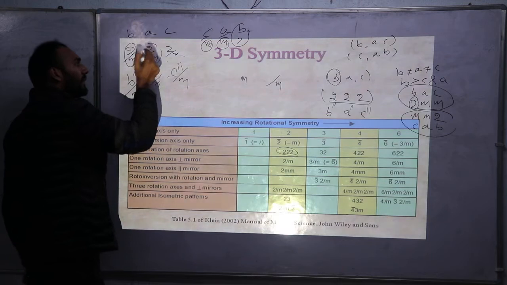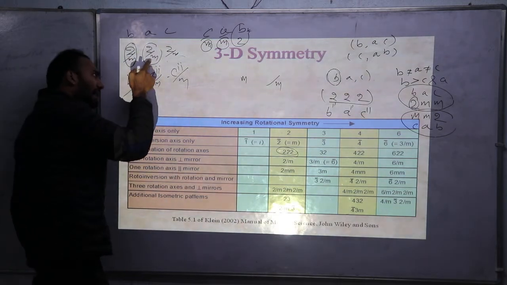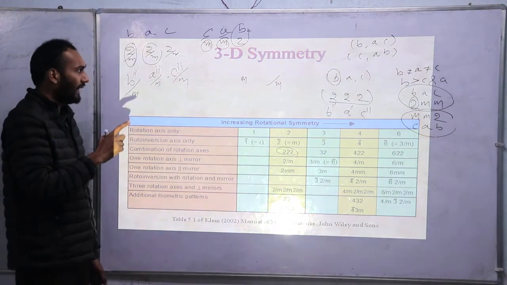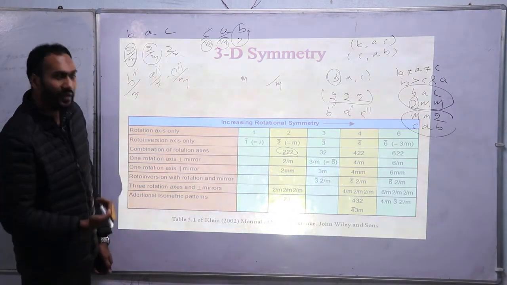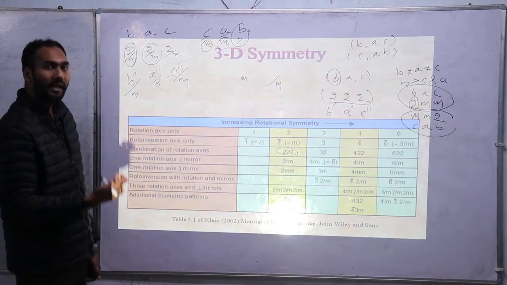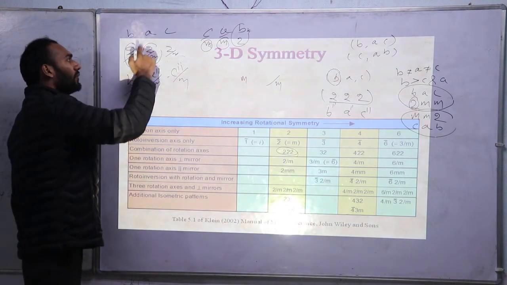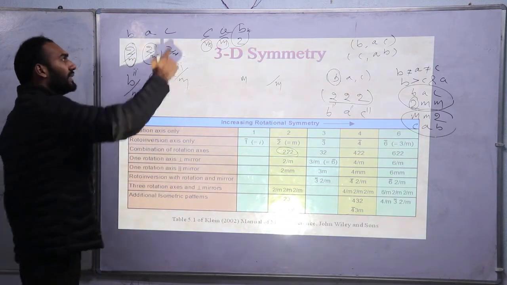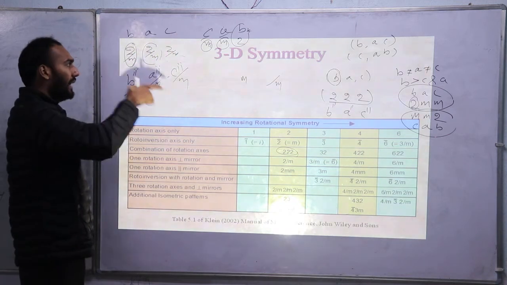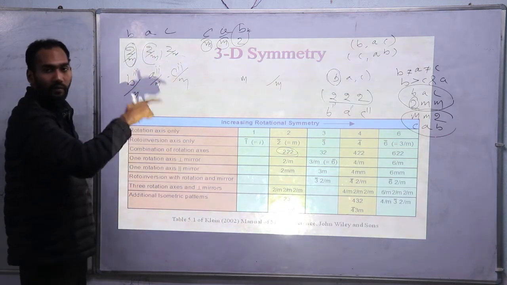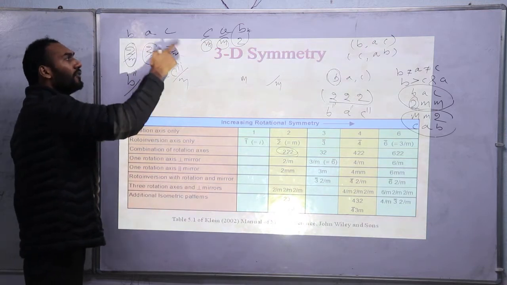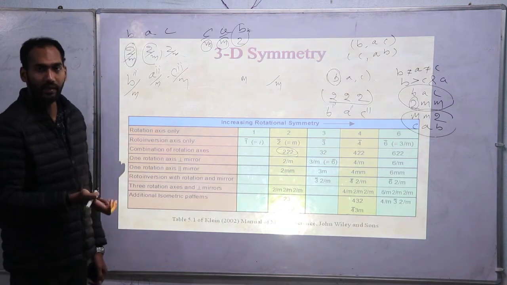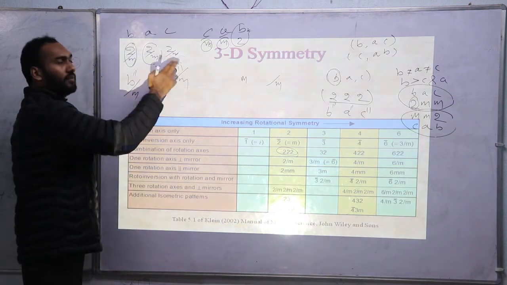A is having a twofold rotation axis and a perpendicular mirror, so both symmetries I have to represent at the position of A. That's why I am writing 2 by M. C is having a twofold axis and a mirror plane also perpendicular to it. That's why I have written 2 by M. So it is having both rotation and reflection symmetry. That's why I am writing 2 by M, 2 by M, 2 by M.